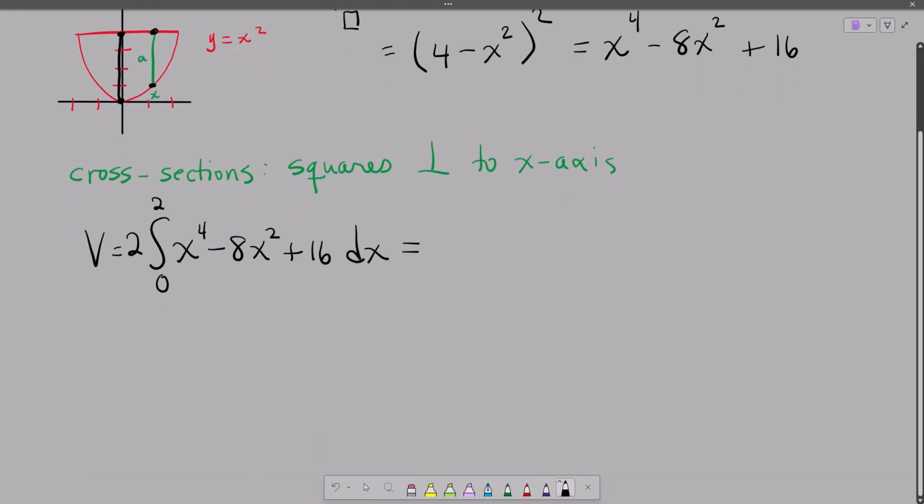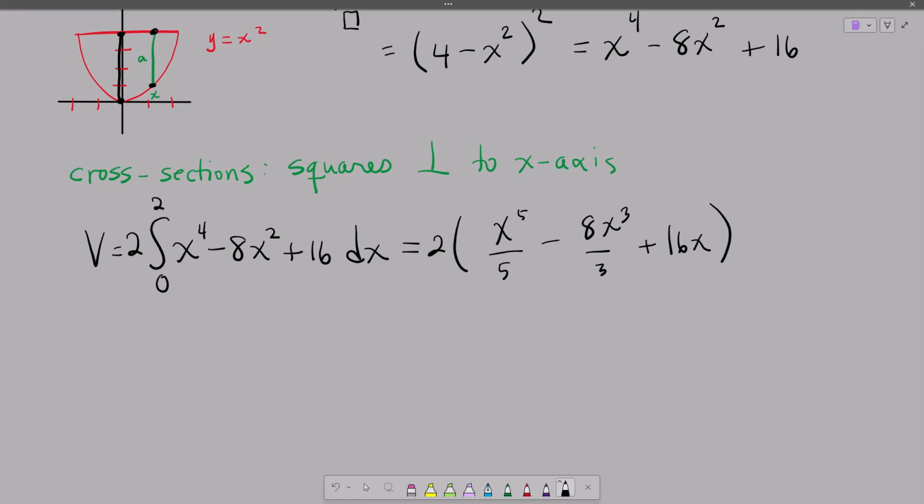So we do our power rule. X to the 5th over 5 minus 8x to the 3 over 3 plus 16x, from 0 to 2. 0 is not going to give us anything. Plug in the 2 and simplify, and that will be the volume. So what's that, 64? Whatever that simplifies to, that is going to be our volume.